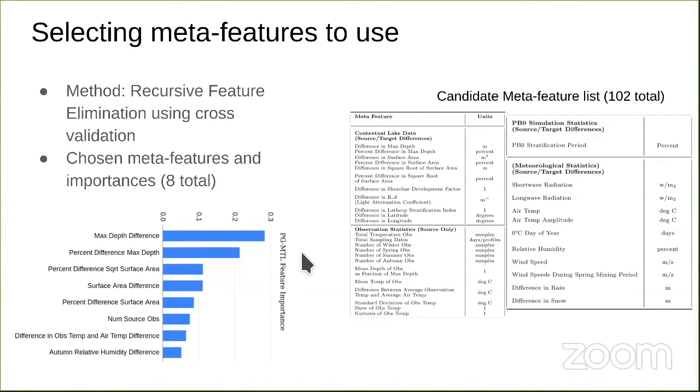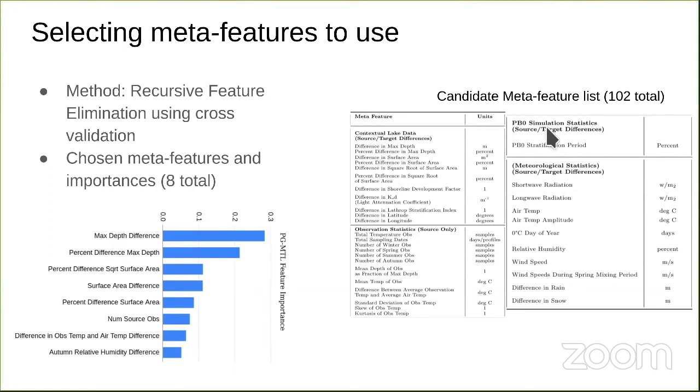And what's the average depth that they measured temperature at in that lake and things like that, which could be important for transferability. And then we have meteorological statistics. And then there's actually only one in this category, which is the process-based model simulation statistics.